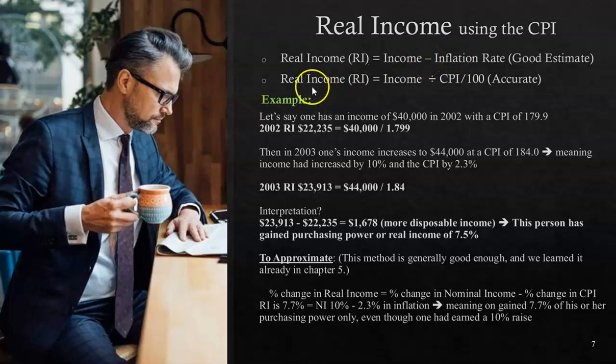So in this chapter, we're going to be doing real income as in income, the nominal, divided by the CPI over 100. This is important. What is it? CPI over 100. This is the mistake that a lot of students make. They leave out the 100 and they come up with much smaller real income than they should.